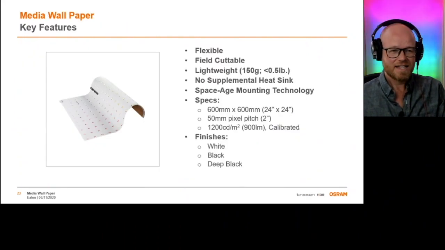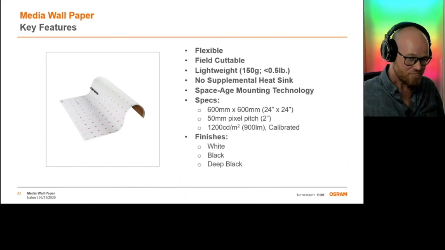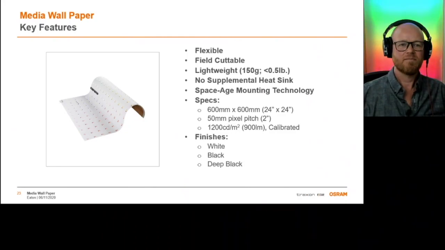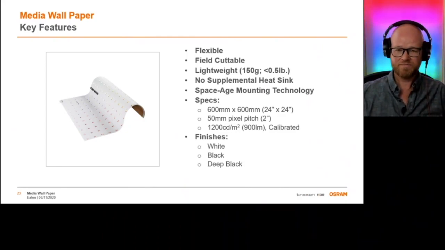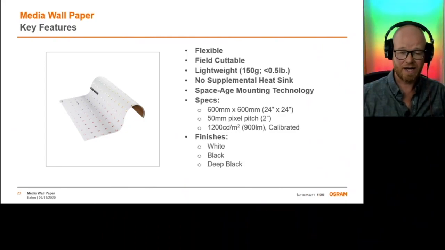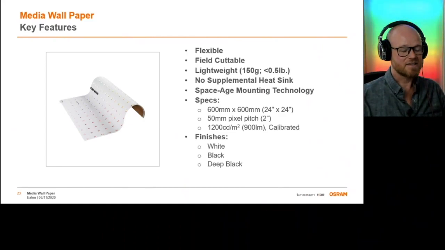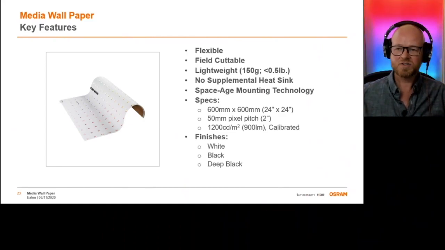And let's get into the nuts and bolts of that. So what is it? It's a flexible, field cuttable media light solution. It's incredibly lightweight, only 2 ounces per square foot. It requires no supplemental heat sink, uses space age mounting technology, and delivers 1,200 nits of calibrated light. And for reference, that's 4 to 5 times brighter than your typical TV or screen or computer monitor.